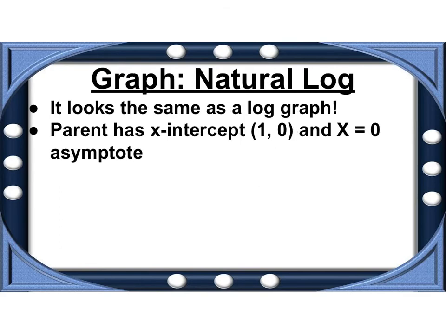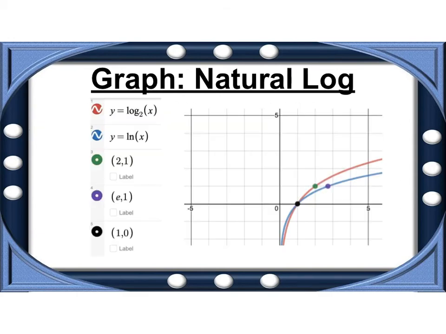The graph of the natural log, it is a log, so it looks the same as a log graph. The parent graph has an x-intercept of 1, 0, and it has a vertical asymptote at x equals 0. So let's take a look here. The red one is what we've already done, log base 2. You can see it has an x-intercept of 1, and then it goes through the point 2, 1 for log base 2. So then if I look at ln, thinking that it's log base e of x, it does still go through 1, 0. And now this point is e, 1.